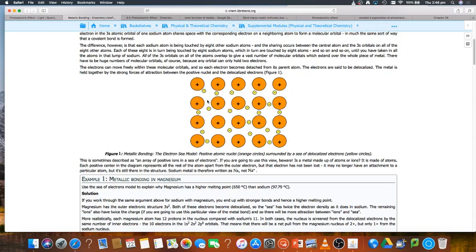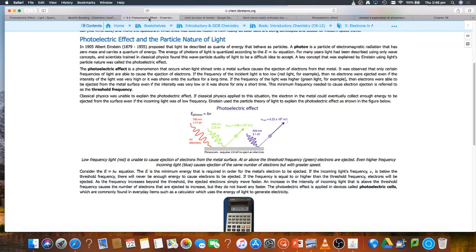They are free to move between the cations, as shown here, but they're still bound to the metal, so it still requires energy to release them. How much energy depends on the metal itself, as we'll come to see by the photoelectric effect. What frequency is required to release electrons from the metal is a property of the element of the metal.